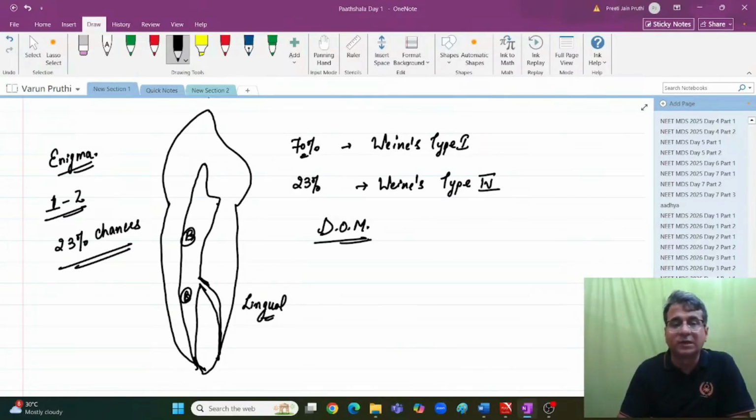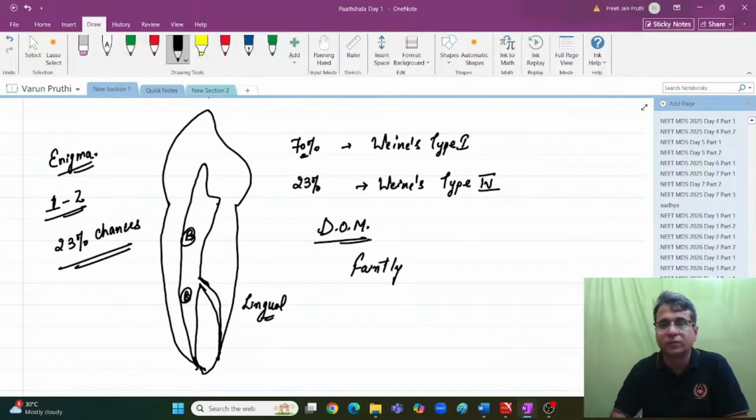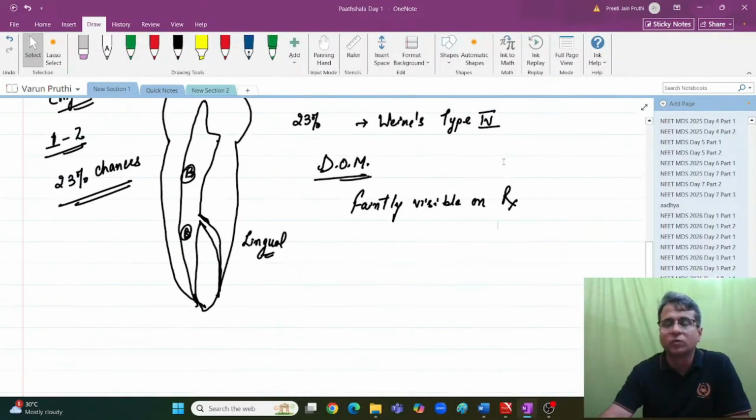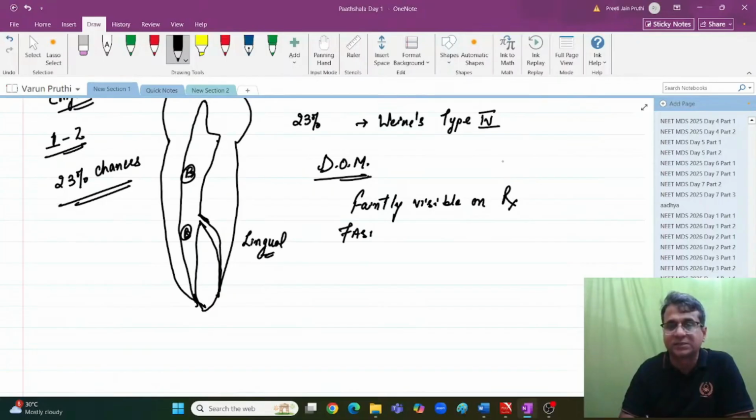So, mandibular premolar. Remember, in the first premolar the crown is tilted on the long axis, sometimes given as 15 degrees, sometimes up to 30 degrees. So the crown can be tilted up to 30 degrees on the long axis. This bifurcation will be very faintly visible on radiograph, sometimes not even distinguishable. This is known as the fast break appearance.